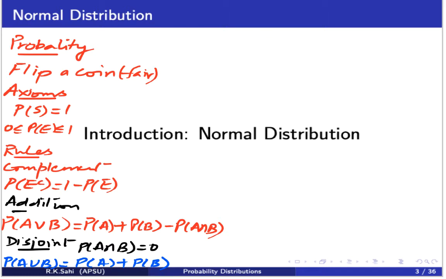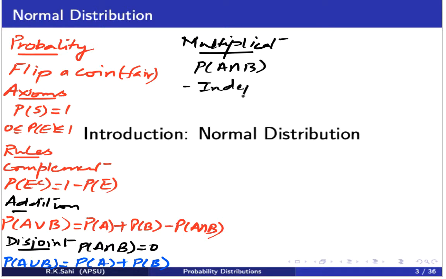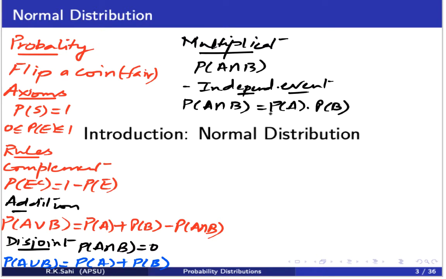Okay, so moving forward, we talked about multiplication rules. When we had multiplication rules, we were looking at the probability of A intersection B. There were two cases we looked at. One was the independent event. If my events are independent, that simply means that these events do not affect each other. So the probability of A intersection B was the probability of A times the probability of B.